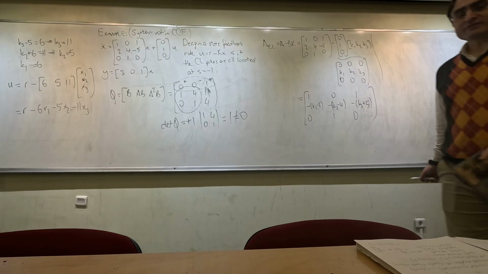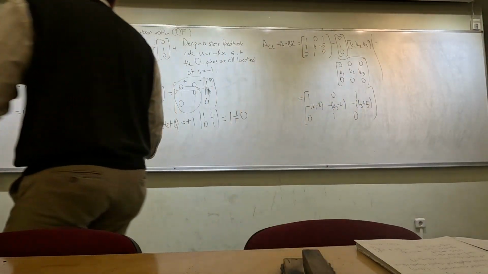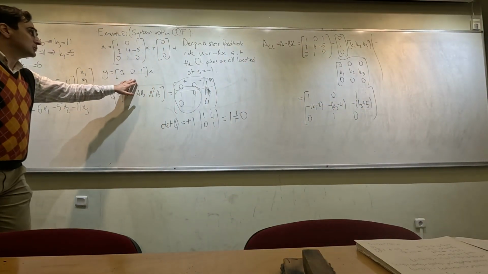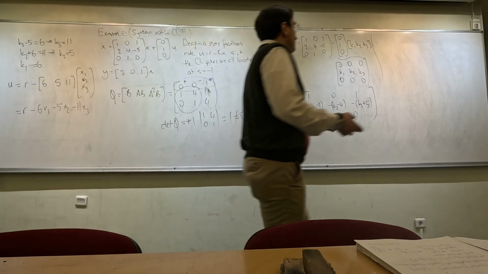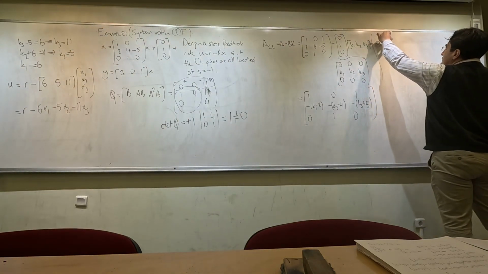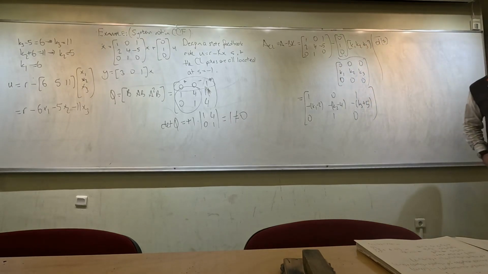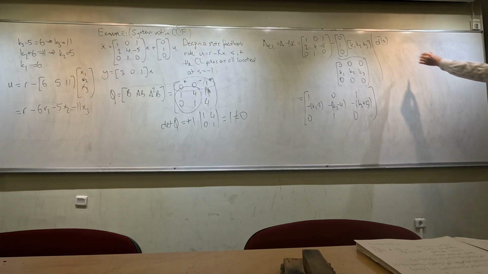Now I have to place the eigenvalues of this matrix all at the desired locations, s equals to minus 1. So then, what is the desired characteristic polynomial? d bar of s, desired characteristic polynomial. What is this for this example? Yes? It is s plus 1 cubed.